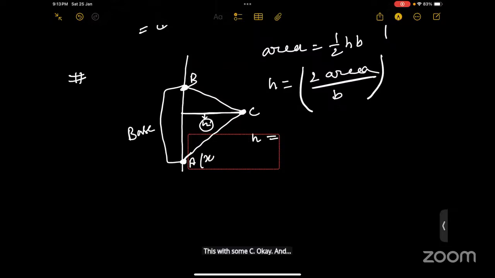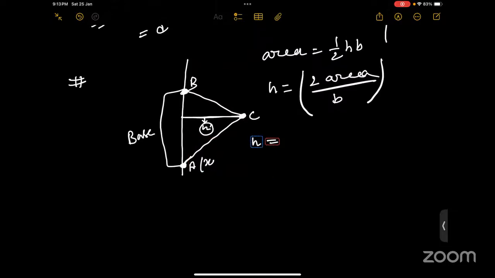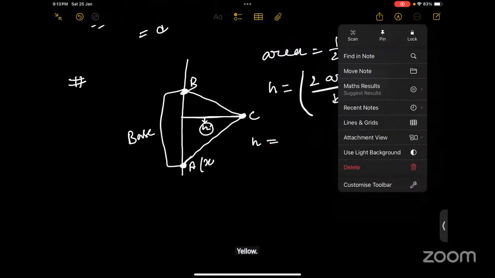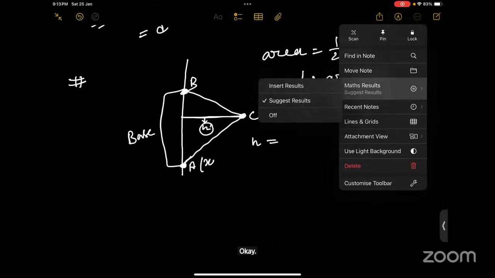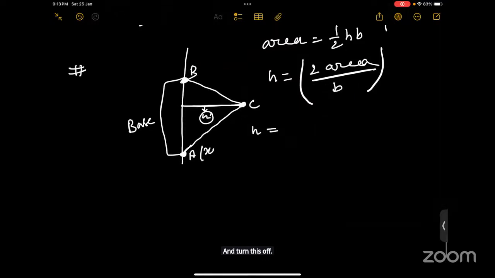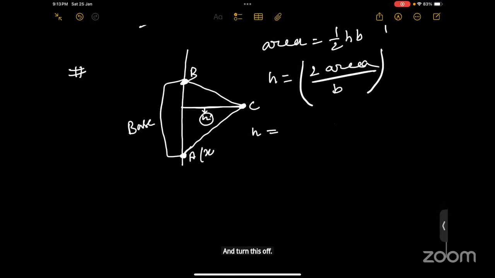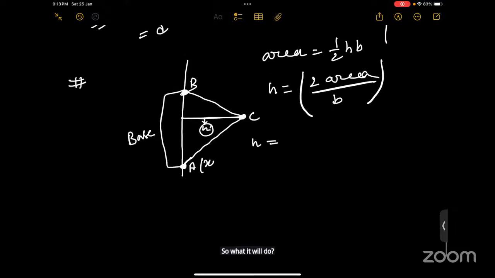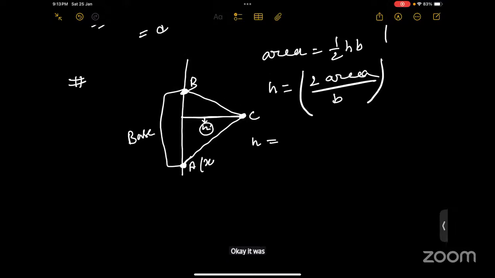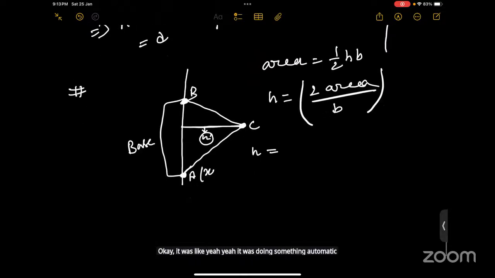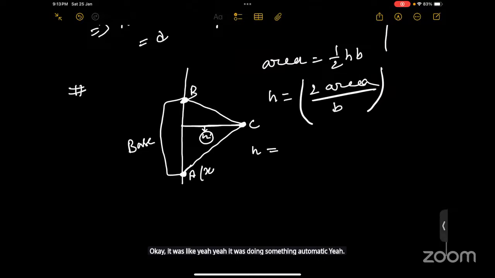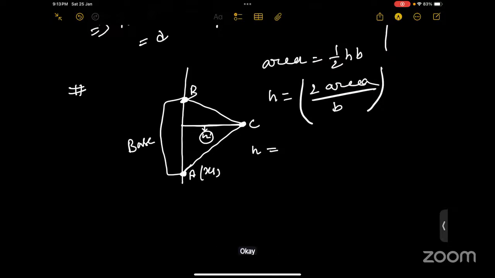Ma'am, for just a second, can you click on the 3 dots right there? Yes, ma'am. Turn this off. What will it do? It was automatically searching results, doing something, a red line and a blue line, and a red box was forming. Okay, now it won't interfere.